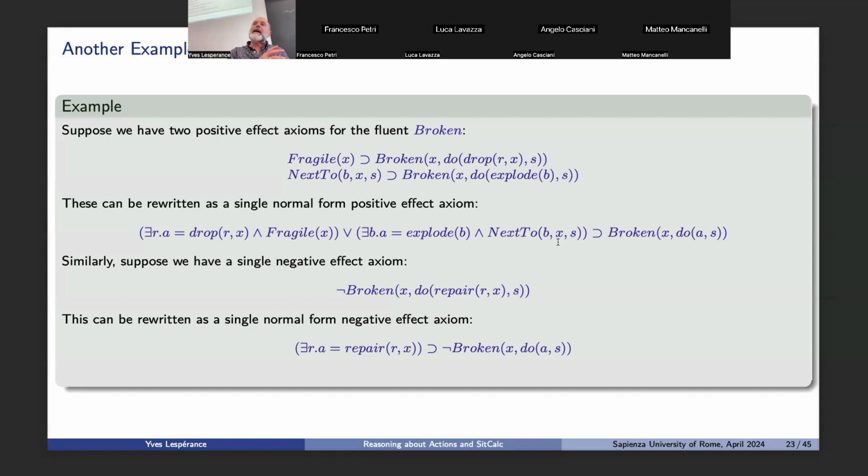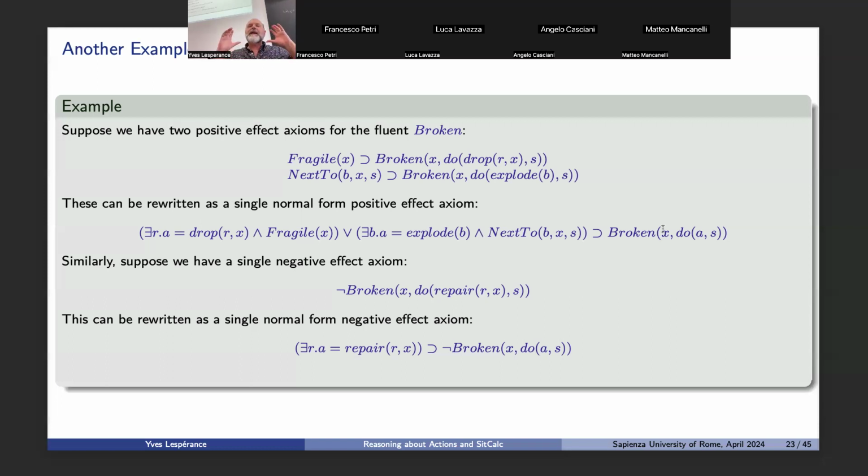Then what do you have to have on the right hand side to be equivalent to this? Well, you can say if the action is drop X, and X is fragile, then broken X do A S. So that's essentially equivalent to the first part. And the second part, if there exists a bomb B exploding and B is next to X in S, then X becomes broken. Okay, so I can take these two axioms and join them and put them together in this normal form. That's what you have to do in step one.